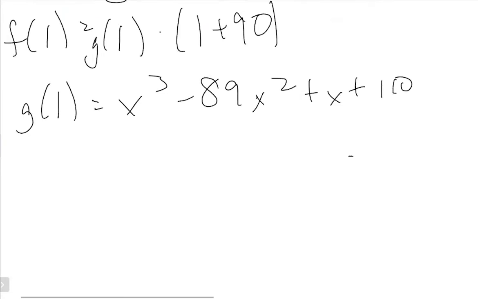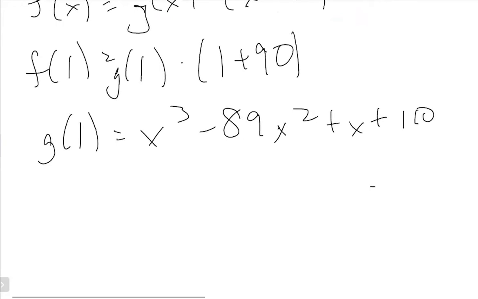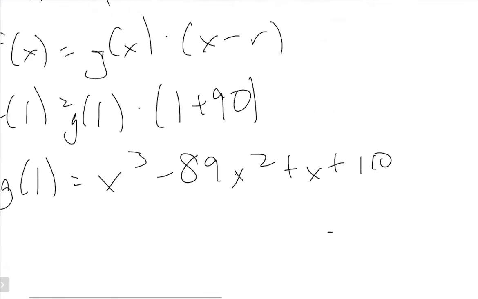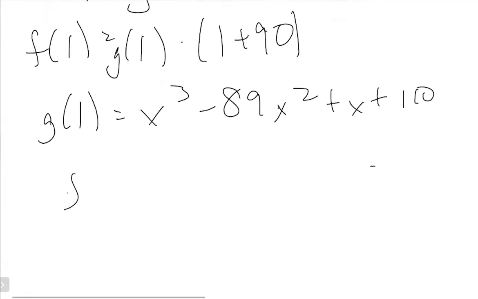g of 1, evaluating x equals 1, plugging x equals 1 into this expression, and then plugging that into the expression for f of 1, well, from now on, it's just basic arithmetic, right? Can you plug in x equals 1, and it's 1, right? So it should be easy to plug in. After plugging this in and doing some basic arithmetic and multiplication, we get that f of 1 is equal to negative 7,007.